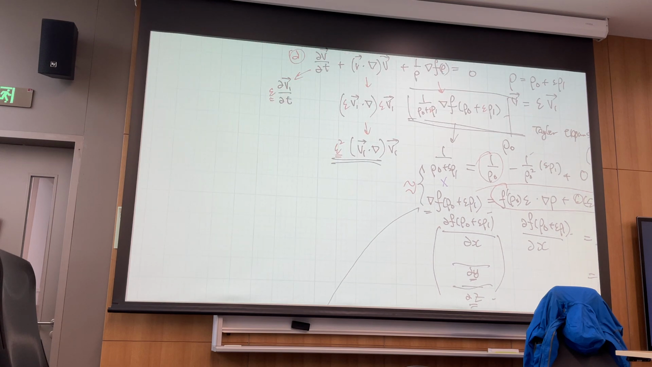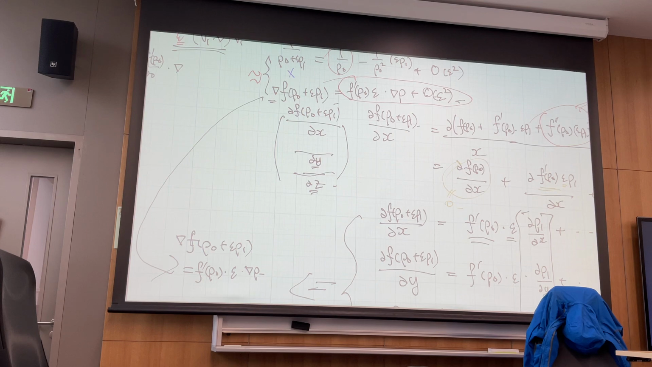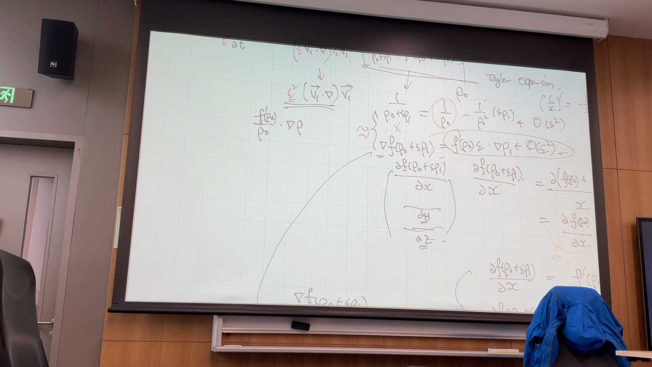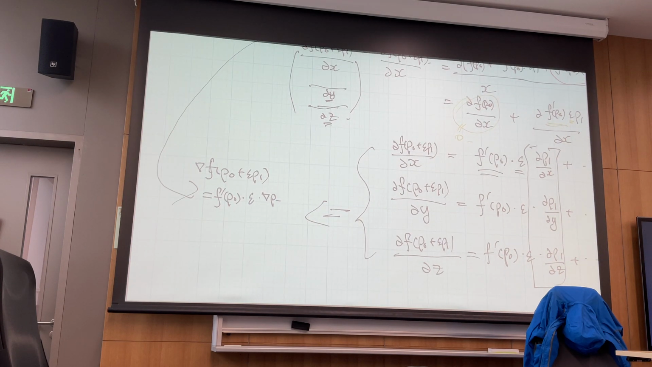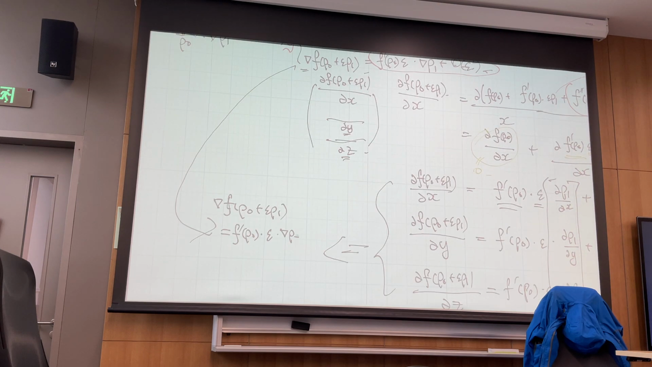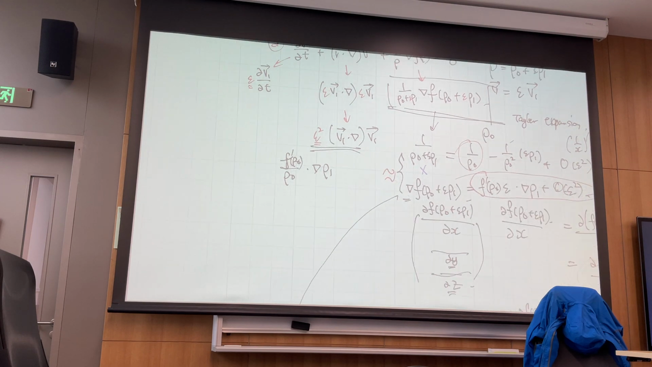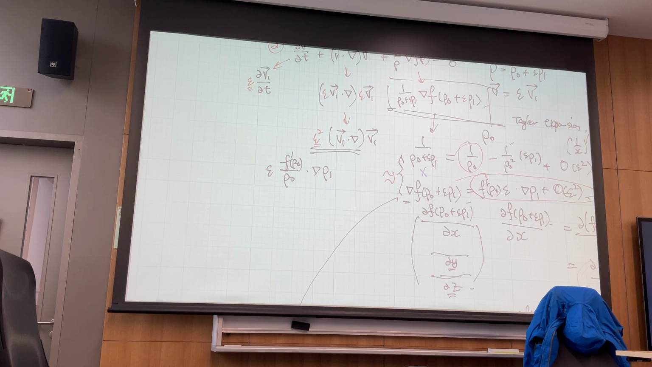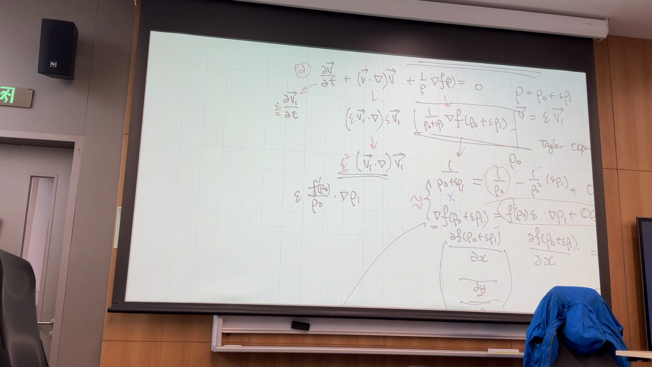approximately f prime rho 0 over rho 0 multiplied by the gradient, sorry, this should actually be rho 1, the gradient of rho 1. Let me check if that is rho 1 indeed. Yes, this is indeed rho 1, with an epsilon over here. So finally, how many terms have we considered?